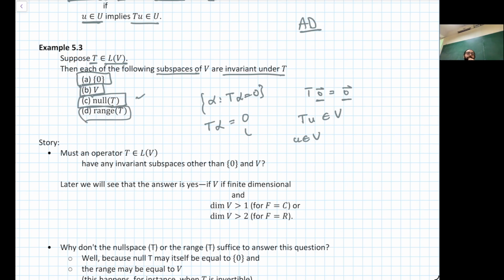Similarly, the range. Everything has to be in the range. So you cannot go outside it. So in particular, if you restrict to vectors in the range, they will also map to this. Is that okay?